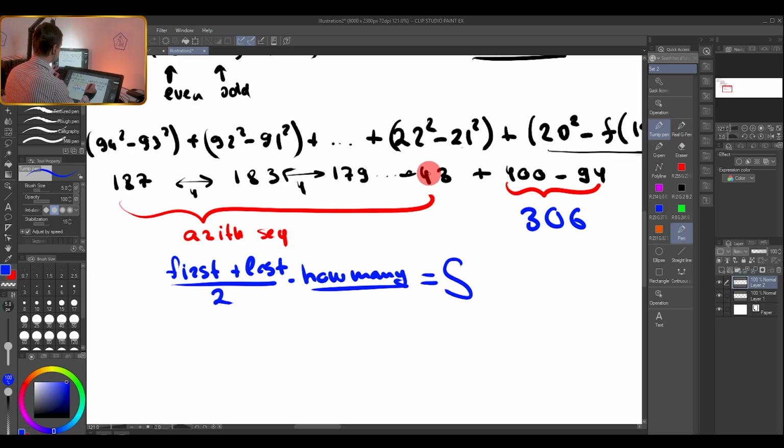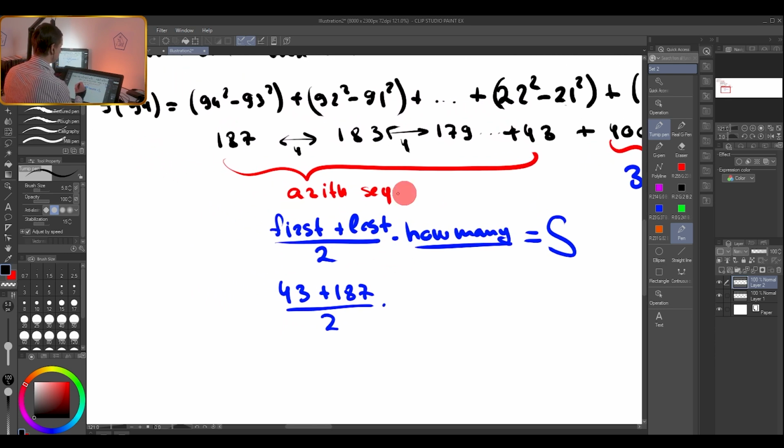Let's start with this one. 43 is the first one, 187 is the last one. Well, the sum of these numbers is 43 plus 187 divided by 2, times how many? Let's understand how many terms we have here. We know that each jump goes just by 4. Each jump by 4 gives us the next term.